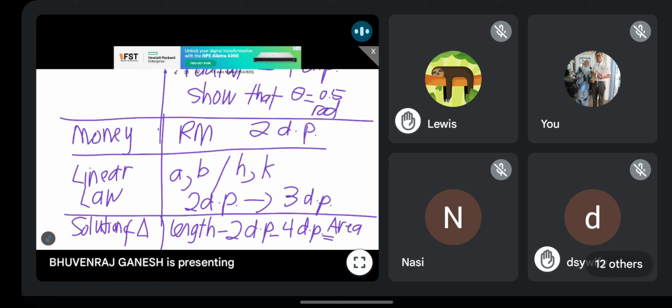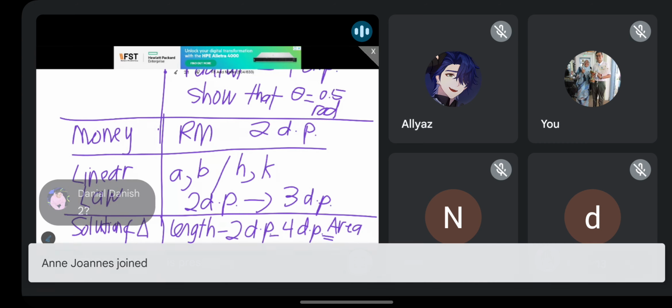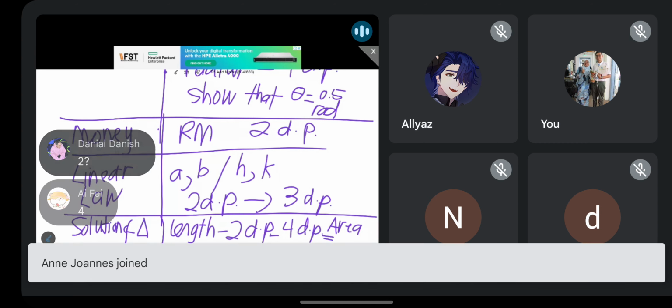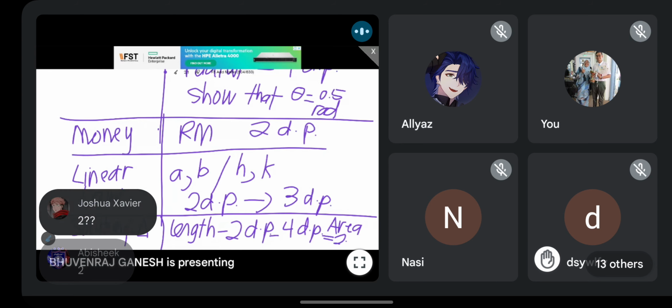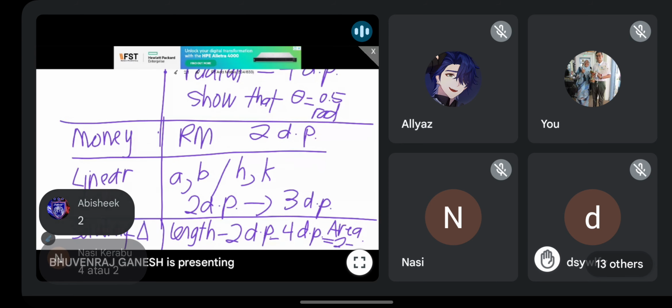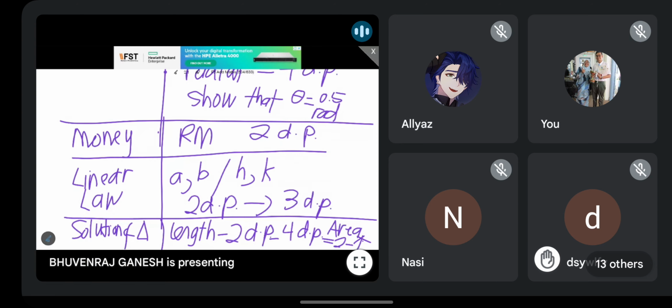So guys, area, berapa titik perpuluhan? How many you will give? Let's say you are doing the exam now. Kamu tengah buat exam sekarang. So ada soalan tanya luas. So how many titik perpuluhan kamu akan bagi? Okay, can? 2 is acceptable. 4 pun boleh. Okay, 2 until 4 again I will say. 2 sampai 4. Okay, 4 atau 2. Correct.